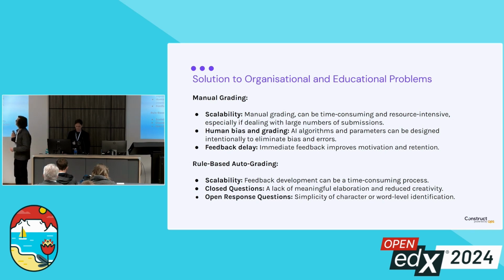Next, feedback delay. Evidence-based practices indicate that immediate feedback improves motivation and engagement. Usually, if a student submits an essay and it is human graded, there would usually be a delay of 2 to 3 weeks until they receive feedback, and then the learning experience, especially if the assessment is formative, is less effective.